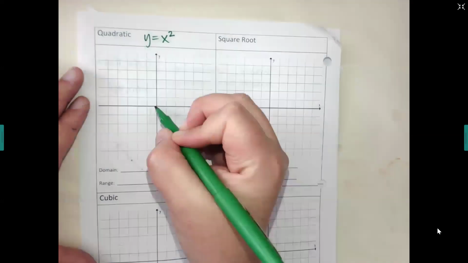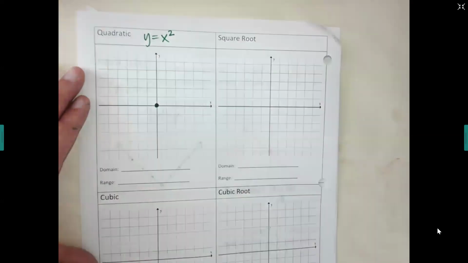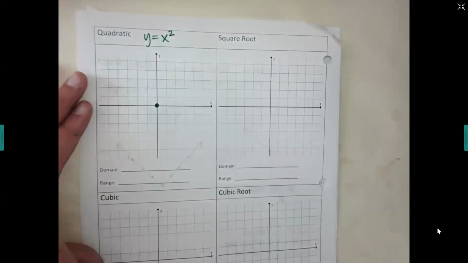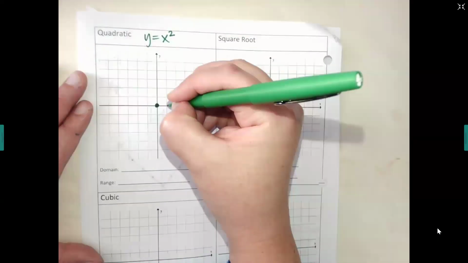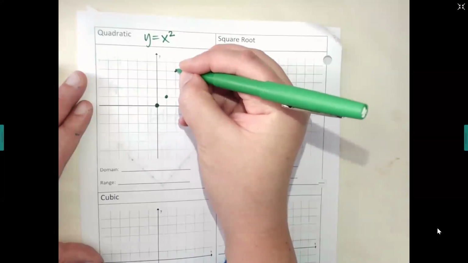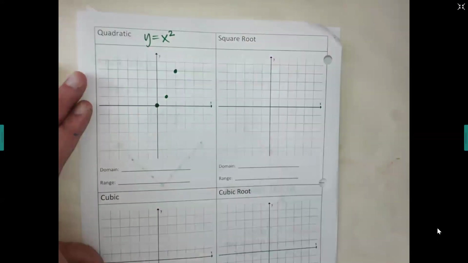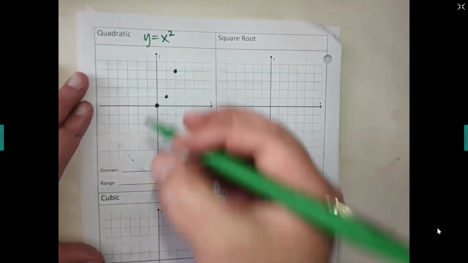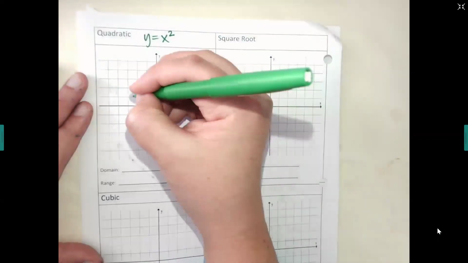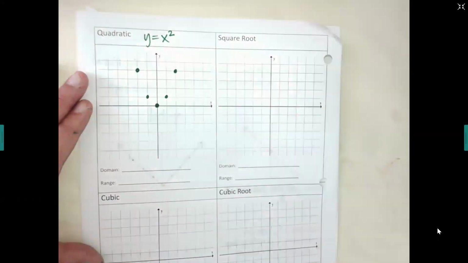So start at 0. And then remember, it's a 1 jump, then a 3 jump. So it's going to be over, up 1, over, up 3. And then remember, both sides should match. So over, up 1, over, up 3.